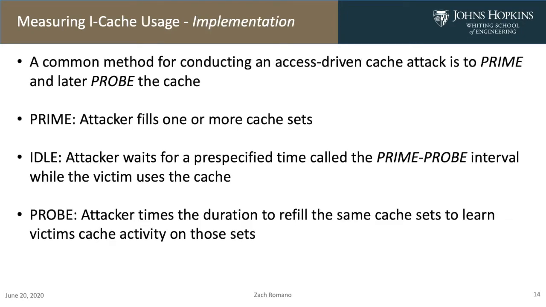So the basic implementation here for an access-driven cache attack is to prime the cache and then later probe it. Priming, as I mentioned, is where the attacker just fills one or more cache sets. They fill it with all of their own instructions, and then the next step is they wait. This is the idle step, where the attacker waits for the victim to use the instruction cache. And then finally, the attacker executes again, and they probe the cache, so they time the duration that it takes for them to refill or reprime it. Based on that, they can determine the usage from the victim.